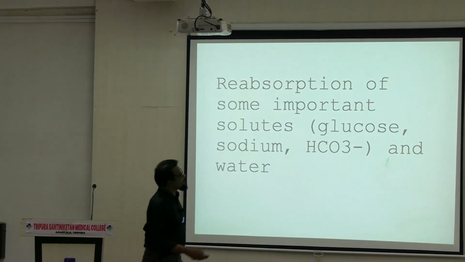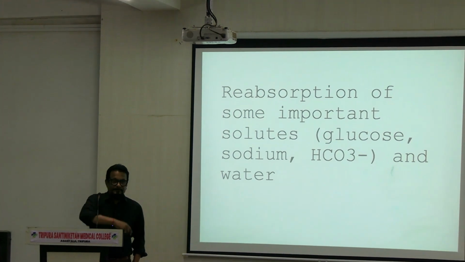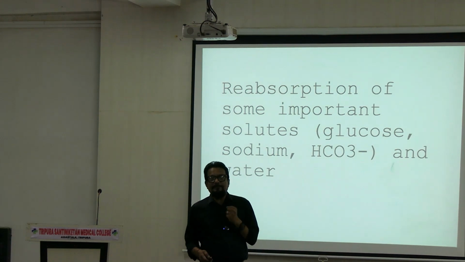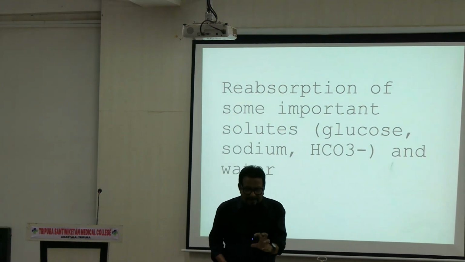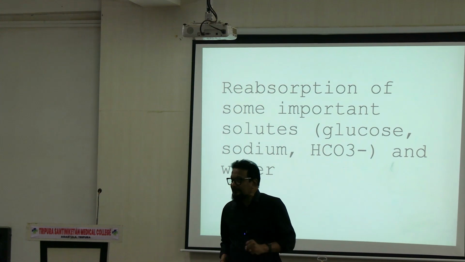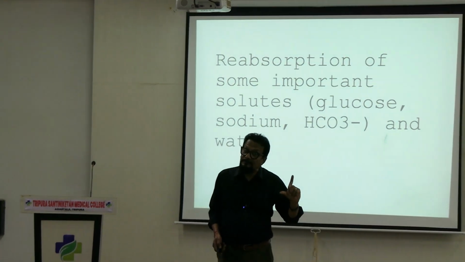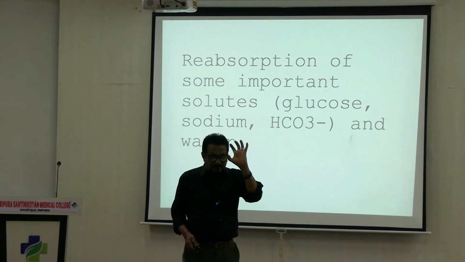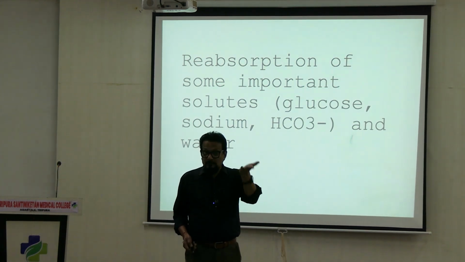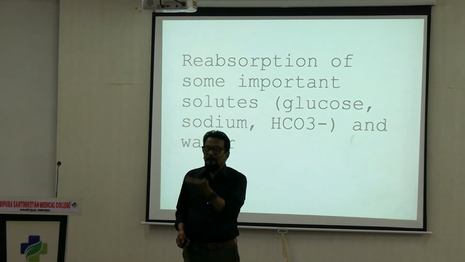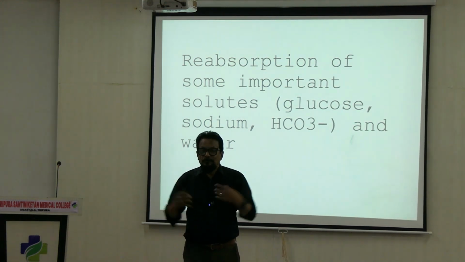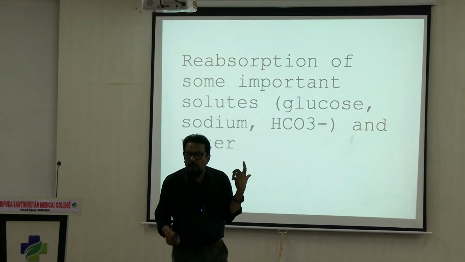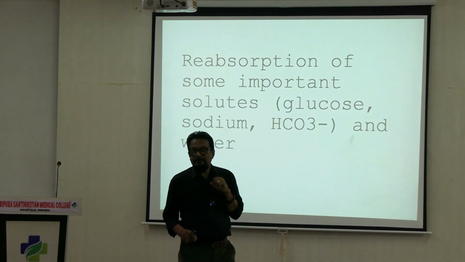Okay, reabsorption of some important substances. I will start with glucose. How is glucose reabsorbed? This is completely reabsorbed, from which part? The proximal part. And when the filtrate passes from the proximal part to the loop of Henle, you will get no glucose, no amino acids. So all of these will be absorbed in the proximal tubule.